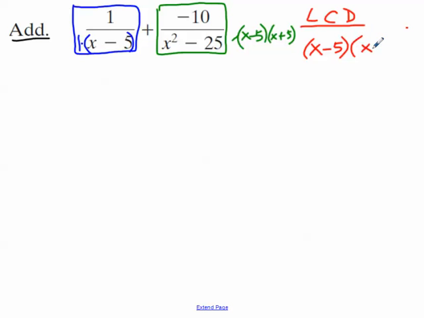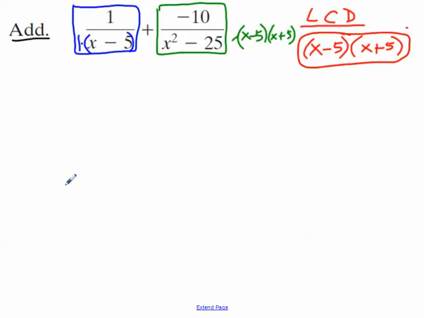So I've got x minus 5, x plus 5 as my lowest common denominator, and then you raise each one to the highest power that you see it in any denominator. This is to the first power, this is to the first power, this is to the first power, so each of these are to the first power. Our lowest common denominator is x minus 5 times x plus 5, and there's our lowest common denominator.